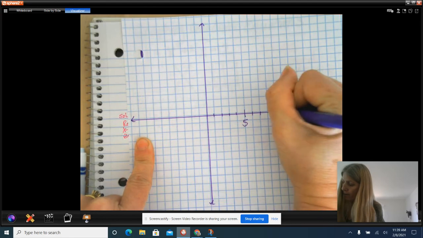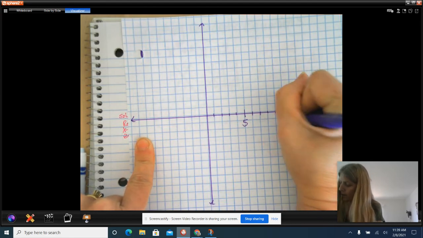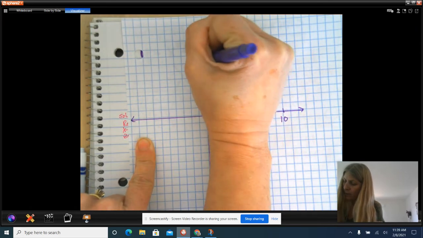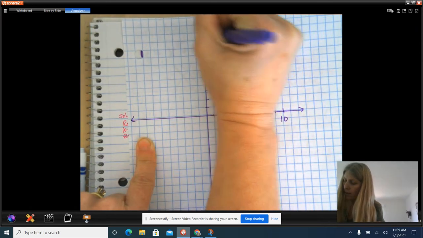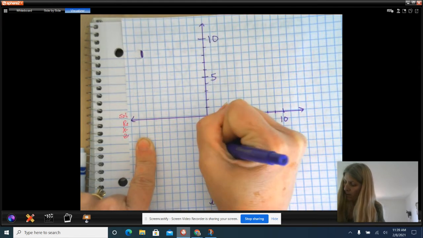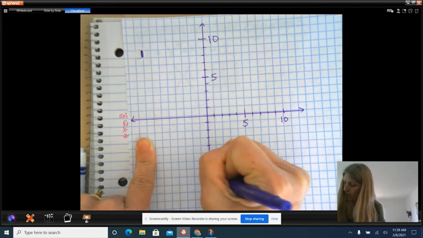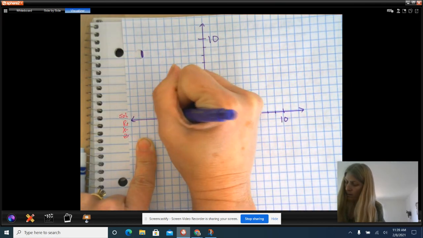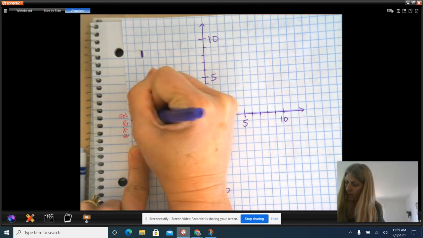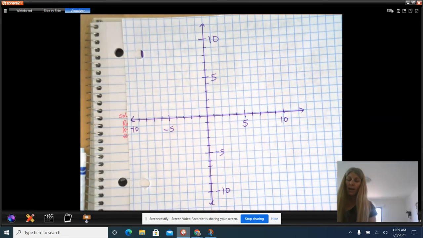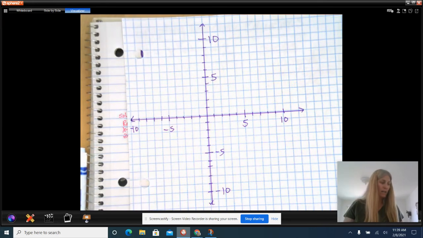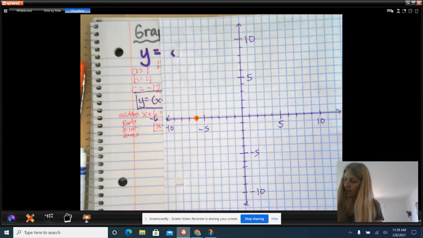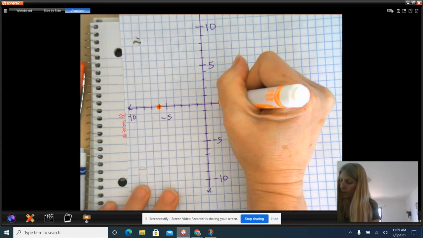We're going to do our 5, our 10. We can always extend it out if we find we need more. 6, 7, 8, 9, 10. Negative 5, negative 10. Okay, so we're going to go ahead and we're going to plot those x-intercepts. Once again, we have one at negative 6, and our other one is at positive 2.